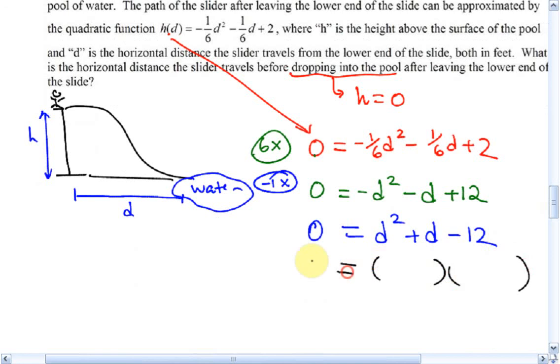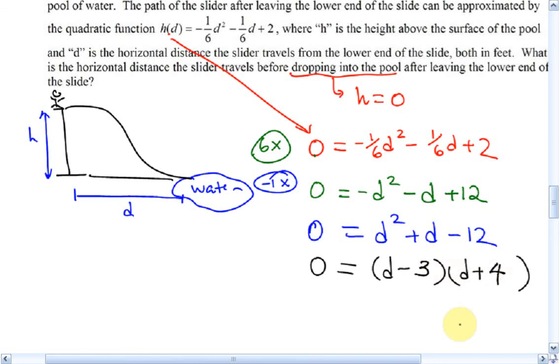On your own, quietly. Think what two numbers multiply to negative 12, and those same two numbers add to 1. That's very hard. Well, you know one of them has to be negative, right? And one of them has to be positive. Negative 4 and positive 3? No, negative 3 and positive 4. Yes, I think it's negative 3 and positive 4, right?